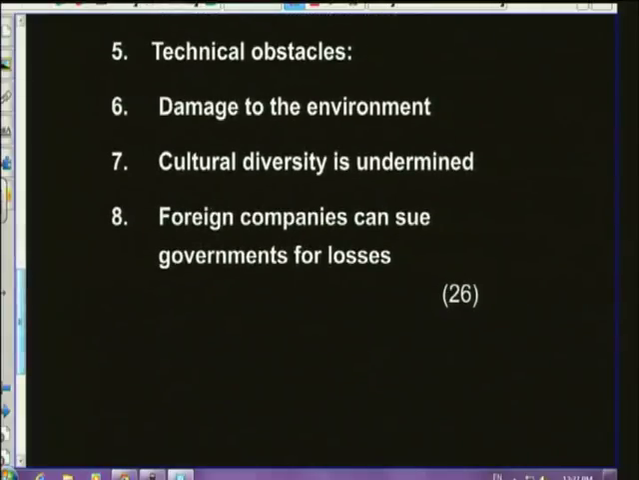Number 5, technical obstacles. That refers to certain laws and regulations in different countries and how you have to make sure that you meet the regulations of the country. And sometimes companies get into huge trouble because they transgress the laws of those countries.